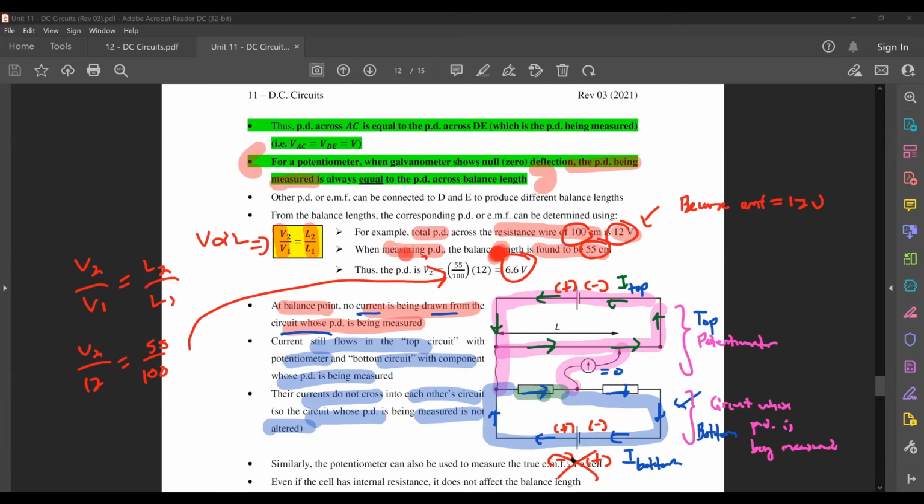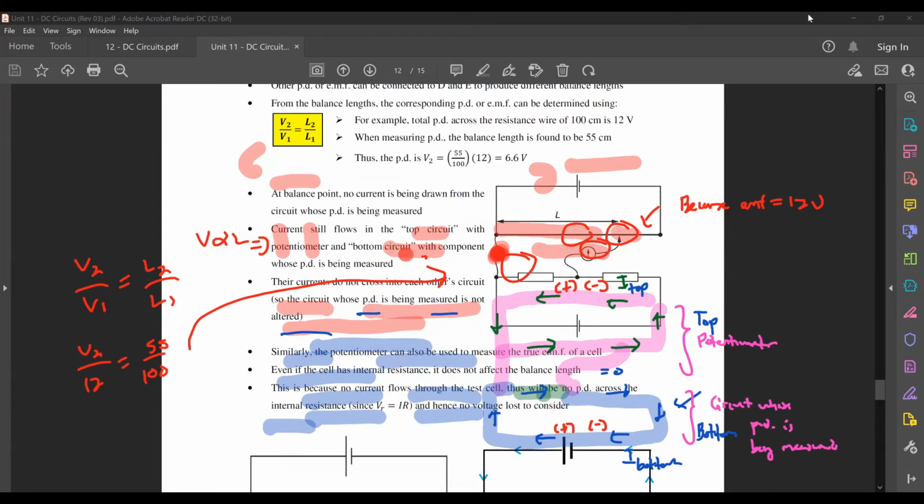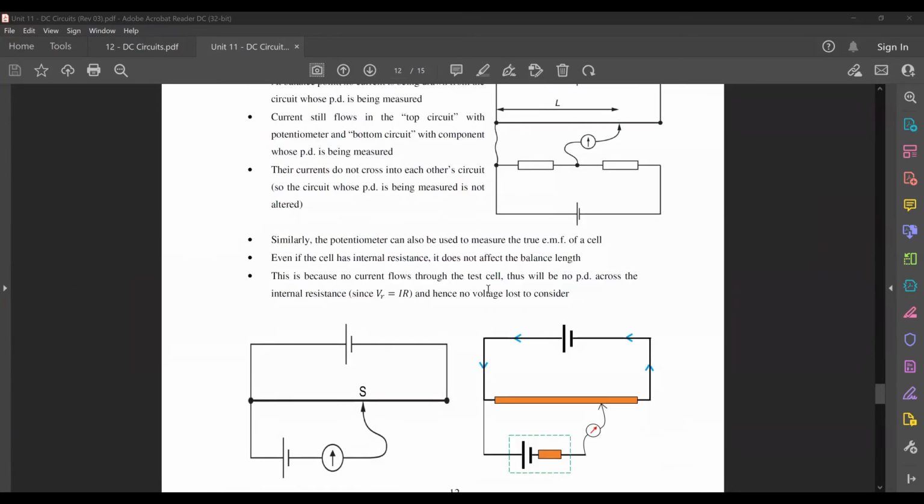Okay, I believe there's an MCQ question or two that tests you on this knowledge. So please be mindful of that. All right. Okay, so this one is just talking about measuring PD of a component. There could also be some other examples where we tell you the potentiometer can also be used to measure the true EMF of a cell.